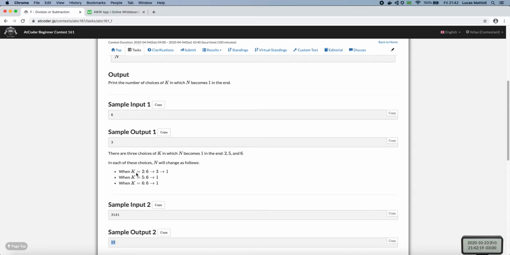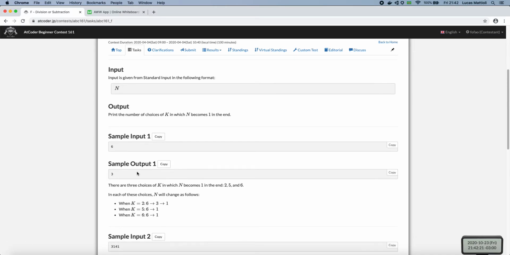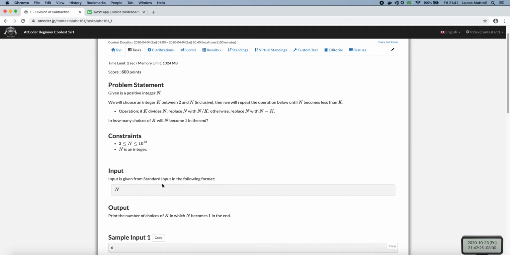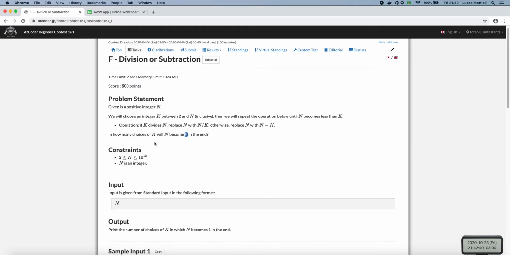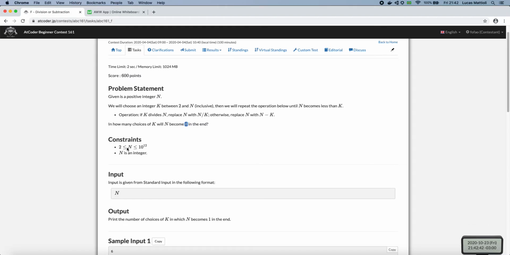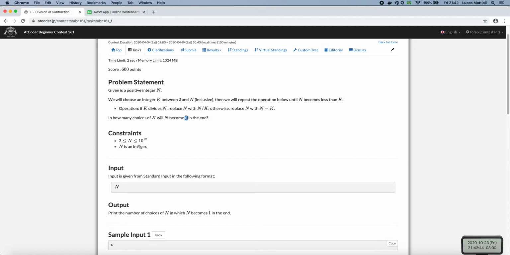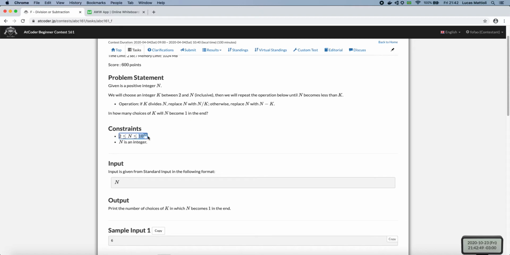So the other examples are quite big, so it's very hard to try them by hand, but I think it's enough to get what the problem asks. So we have this integer n, and we need to count how many k's between 2 and n will give us 1 in the end after we do these operations. An important thing is that n goes from 2 up to 10 to the power of 12. So n is quite big here.